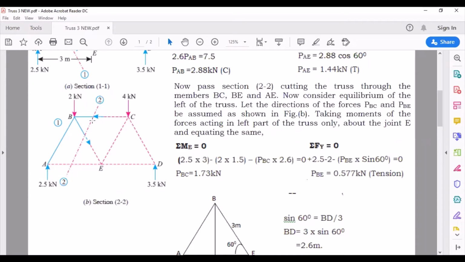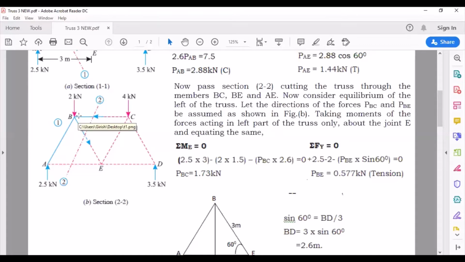Again, as I told you, we'll have two parts, one on either side of the section. You're going to consider either the left portion or the right portion for the solution based on the number of forces. If I look at the left side of the section, the number of forces is less here. So I'll consider the left portion.